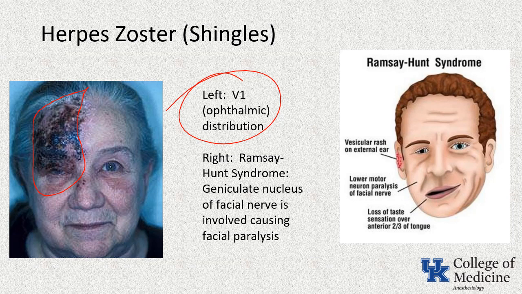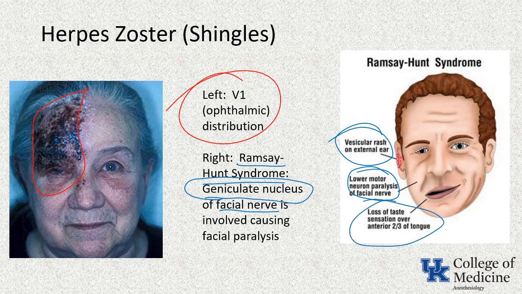On the right here, we have a condition known as Ramsay-Hunt syndrome. And this is when shingles involves the geniculate nucleus of the facial nerve. And you see certain symptoms. A vesicular rash on the external ear. You have lower motor neuron palsy of the facial nerve, kind of looks like Bell's palsy. And you lose taste sensation of the anterior 2/3 of the tongue.